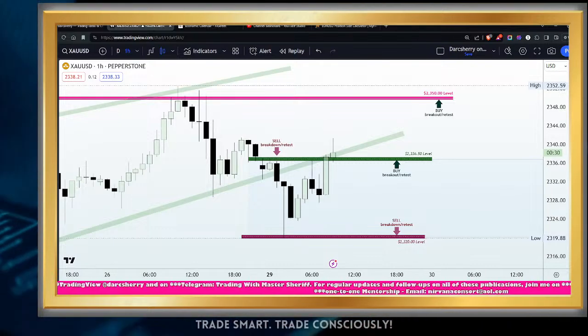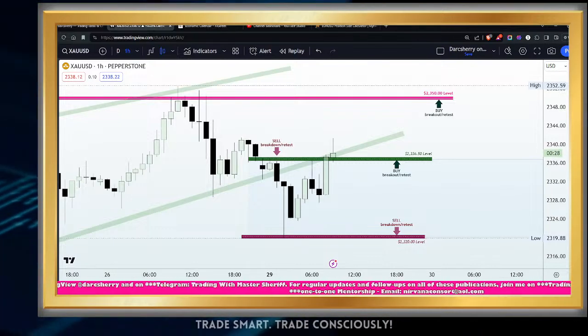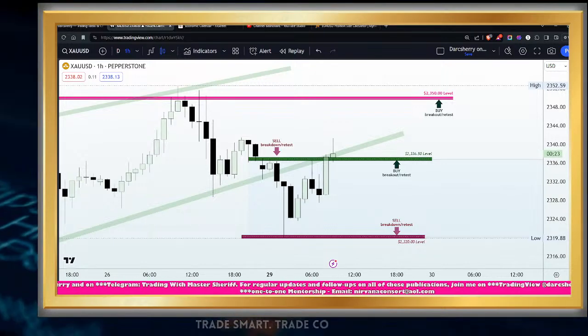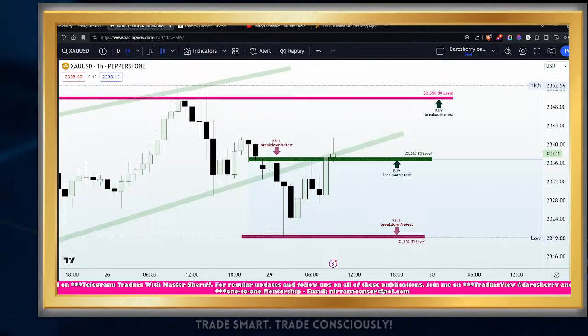So if price moves significantly in our favor, let's ensure we move our stop losses immediately and secure some profit, as we could see price drop back into our entry point. So this is my simple view on the XAUUSD for today.